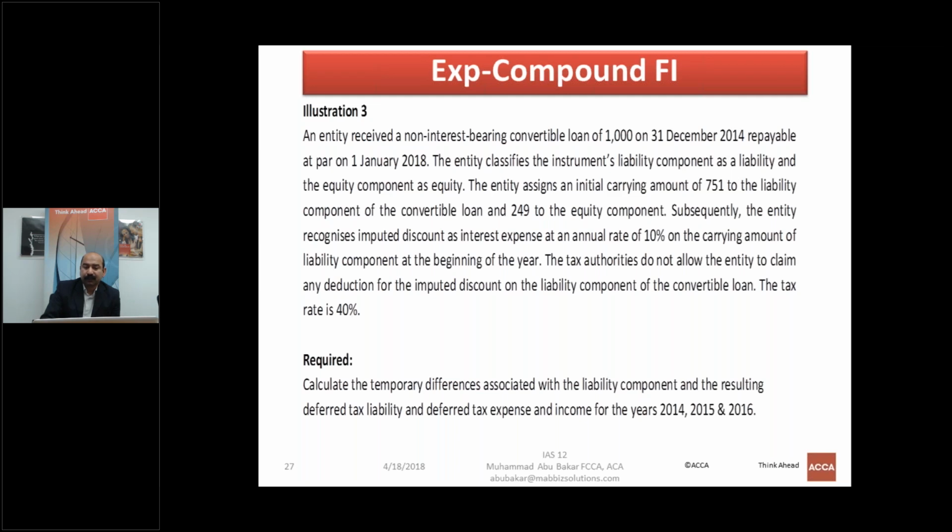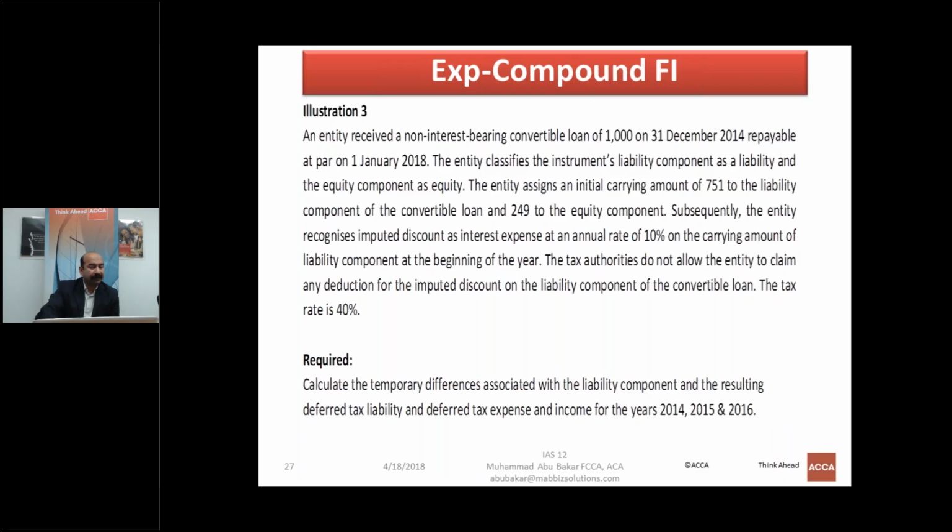The tax authorities do not allow the entity to claim any deduction for the imputed discount on the liability component of the convertible loan. The tax rate is 40%. Calculate the temporary differences associated with the liability component and the resulting deferred tax liability and deferred tax expense and income for the years 2014, 15, and 16.